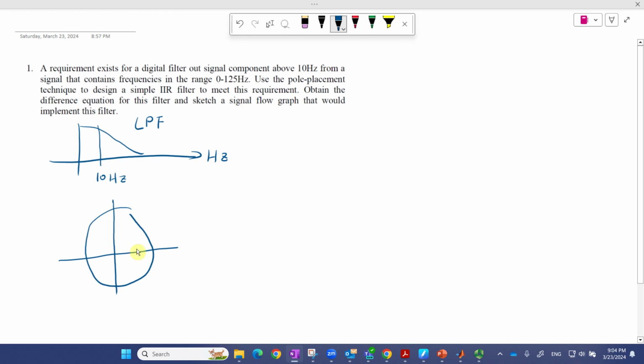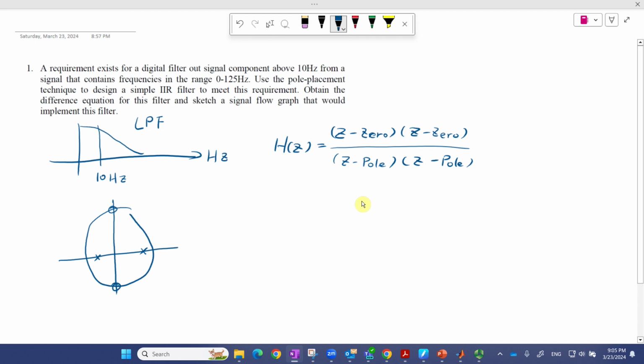The poles can be somewhere here, for example, and the zeros can be somewhere here. Okay, so you need to know that H(z), by definition, equals (z minus zero number 1) and (z minus another zero), divided by (z minus a pole). That's the definition of the zeros and poles. Poles make the denominator zero.